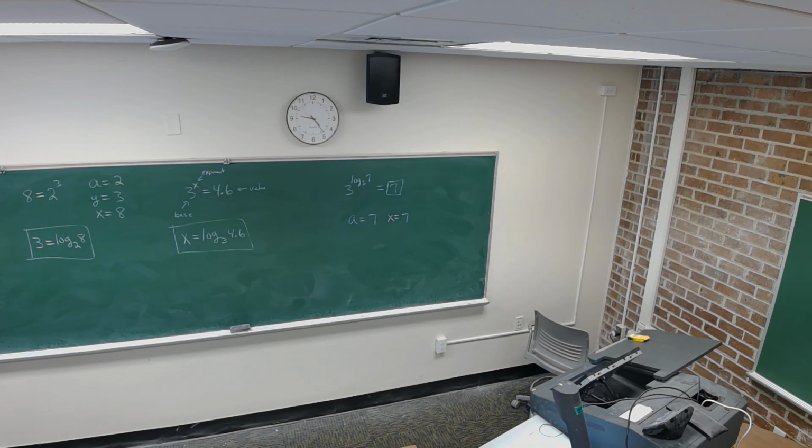All right. In exercise 3, we're going to do the reverse. You're given a logarithmic statement, and you have to write the equivalent exponential statement. Again, if the exponential statement is true, then the logarithmic statement has to be true. And if the logarithmic statement is true, then the exponential statement has to be true.